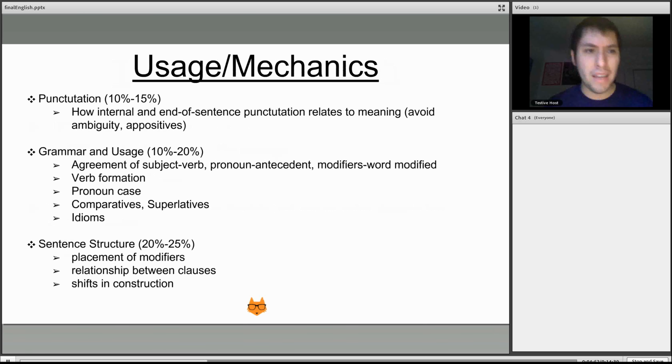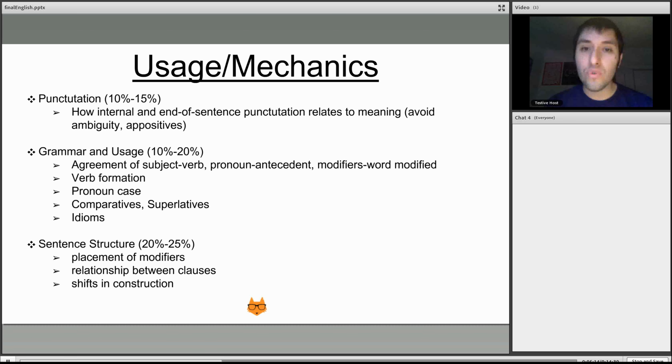So usage and mechanics. Usage and mechanics is composed of 3 different subcategories here. We've got punctuation, which makes up 10 to 15% of the test, and it's measuring specifically how internal and end of sentence punctuation relates to meaning. So what you want to do here is avoid ambiguity, apostrophes.